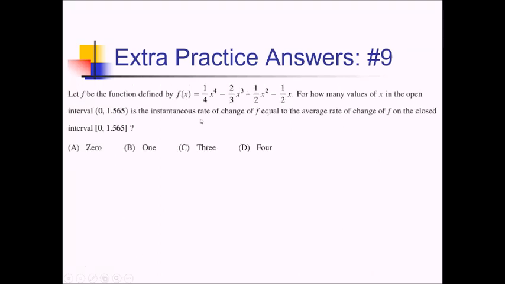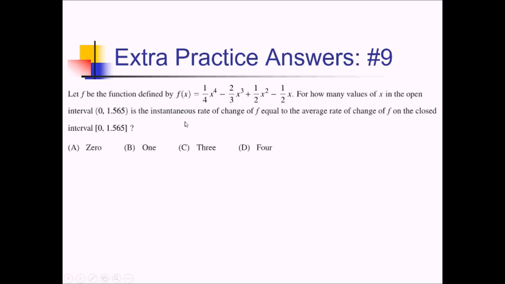For this problem, we're given this polynomial for f of x, and we want to know for how many values of x in the interval from 0 to 1.565, which is kind of random. We want to know for how many values is the IROC of f equal to the AROC on that closed interval. Okay, so at some point we need to figure out the average rate of change of f. It's going to be just some constant number. And then we need to figure out how many places the instantaneous rate of change, f prime, equals that constant value. So there's a few ways to do this.